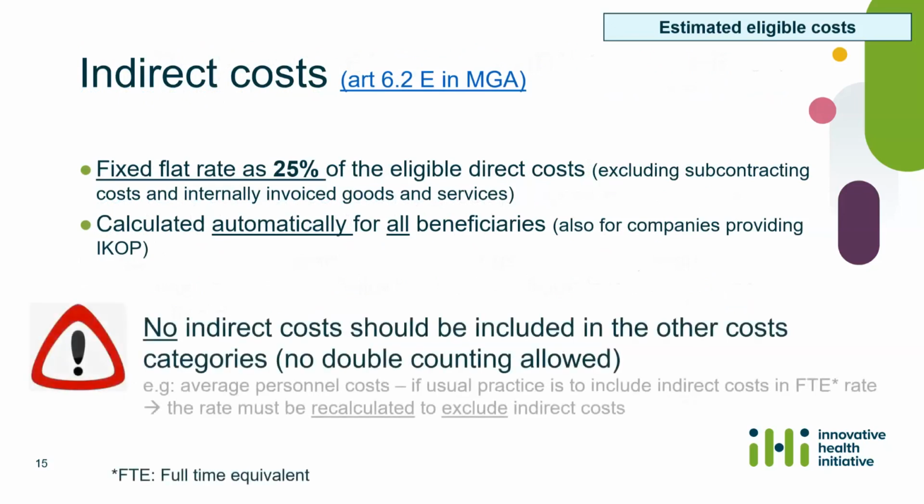And here it's important to make sure that there is no indirect cost that is included in the other cost categories, because otherwise there would be a double counting of those indirect costs. So for instance, if you have a company that uses average personnel cost and whose usual practice is to calculate an average rate for its personnel that includes indirect cost, well, that company will need to recalculate that rate to make sure that the indirect costs are excluded from that rate.